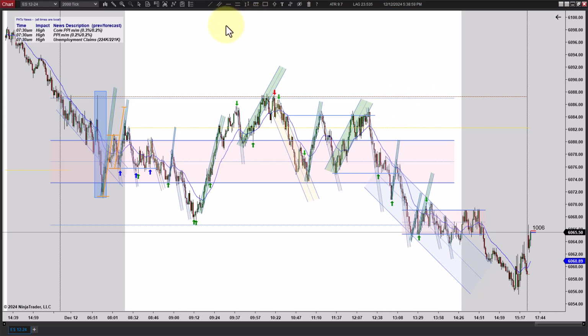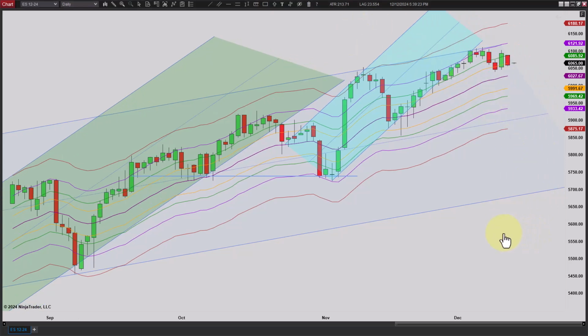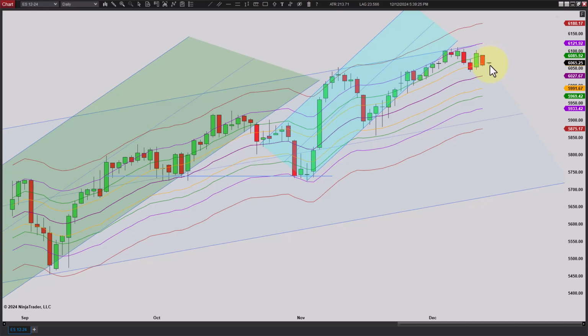But let's go back to the daily chart. You can see the path of least resistance is down. We don't have a whole lot of room to the upside. Doesn't mean we can't go higher, don't get me wrong. But everything is pointing to going lower. And people just don't really want to sell this market probably.